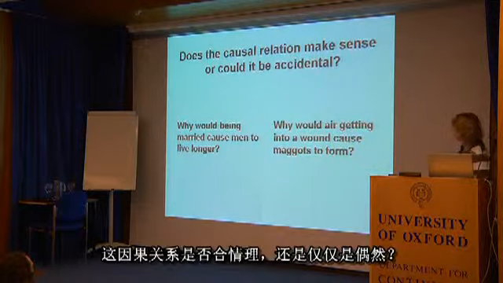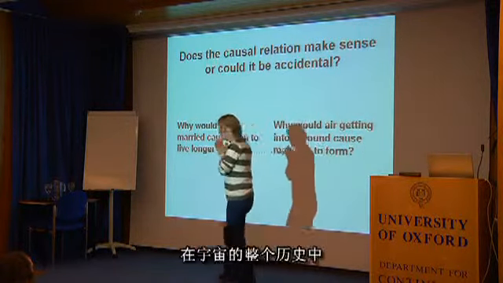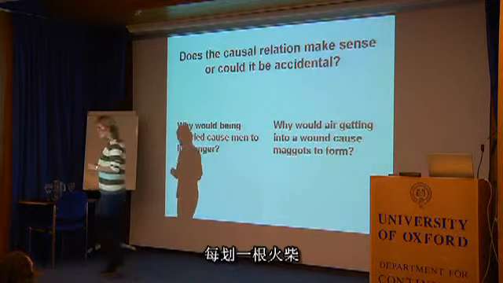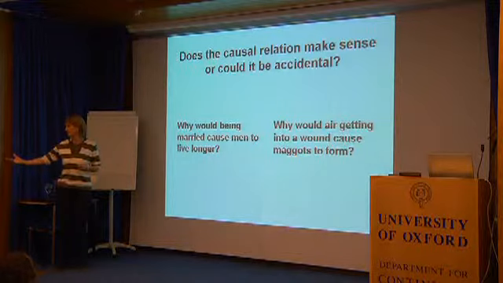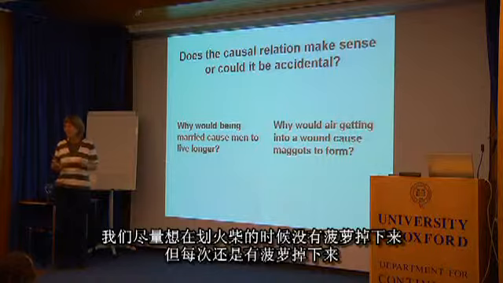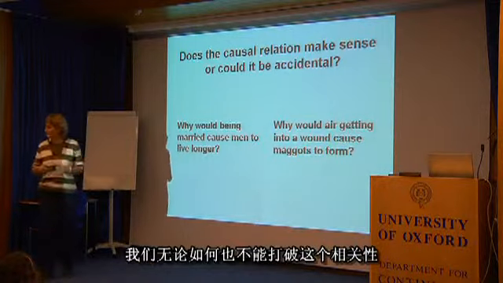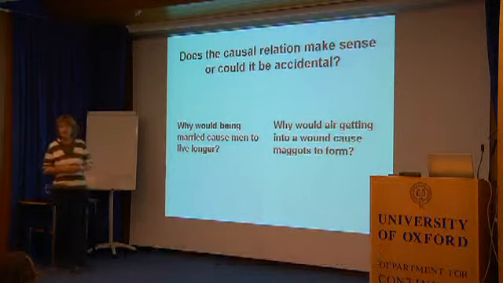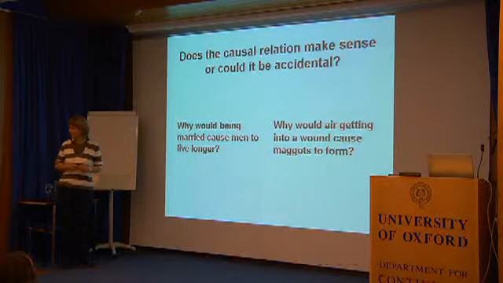Also, you want to ask, does the causal relation make sense, or could it be accidental? Let's say that we discovered that in the whole history of the universe, every time a match has been struck, a pineapple has fallen. Okay, we have a correlation, and we've done our very best to try and make sure that we've struck matches without a pineapple falling, and it keeps on doing it. So we can't break the correlation in any way. Do we think that matches striking cause pineapples to fall?